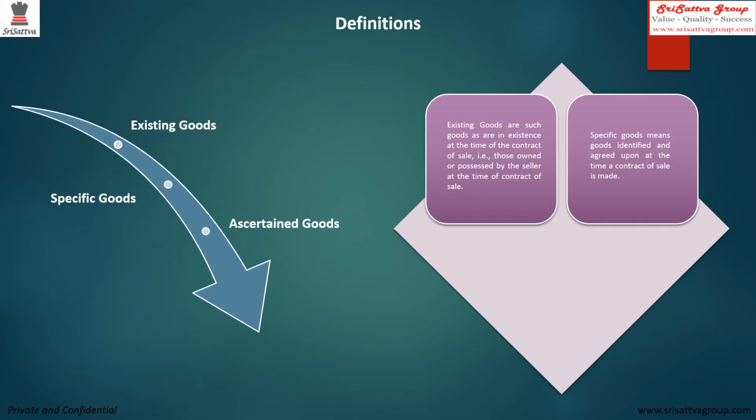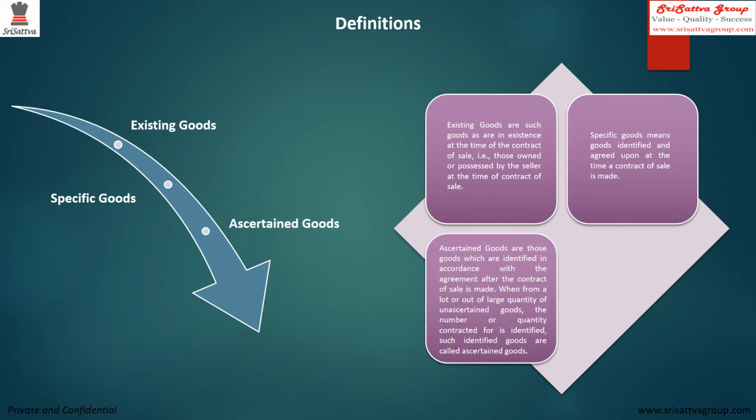Ascertained goods. Ascertained goods are those goods which are identified in accordance with the agreement after the contract of sale is made. When from a lot or out of a large quantity of unascertained goods, the number or quantity contracted for is identified, such identified goods are called ascertained goods.